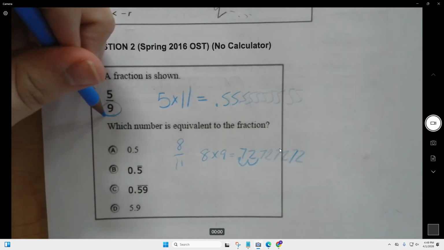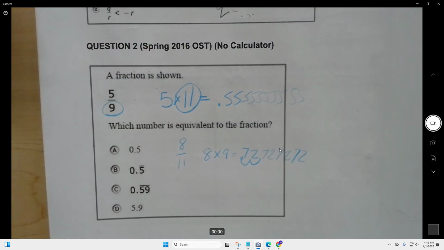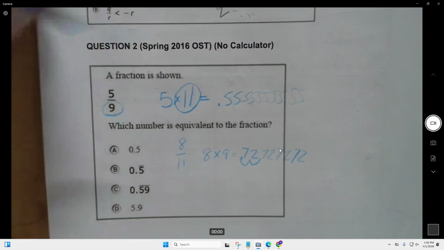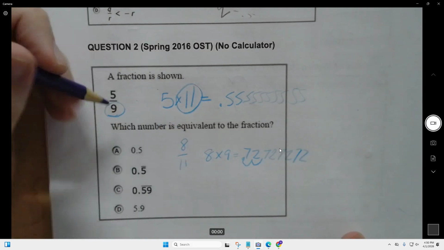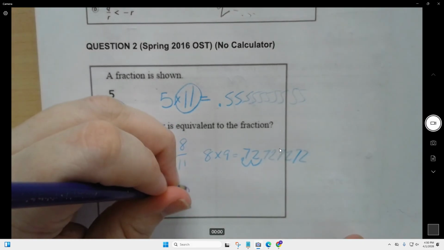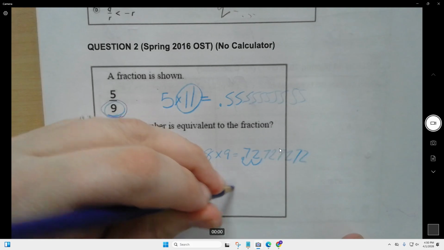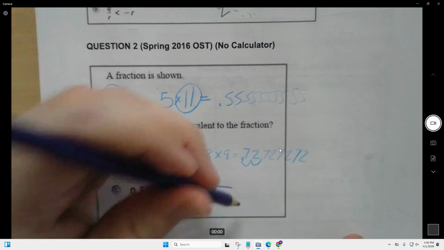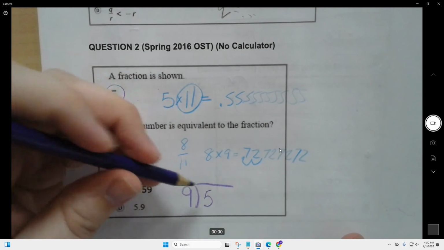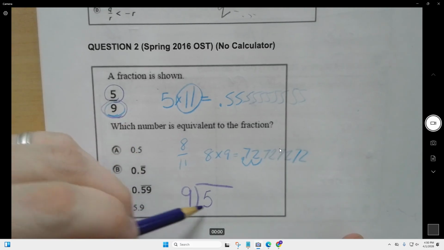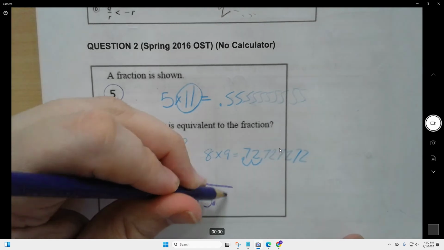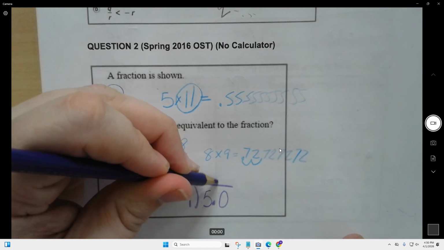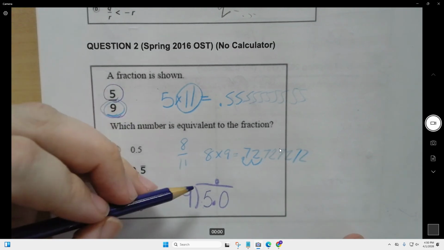Remember that 9s pair with 11s, just multiply by the other, and then put the decimal out in front of it. Or we could do it by long division. So remember when you do long division with these, your denominator is your divisor. Your numerator is your dividend. We don't see 9 going into 5 here, so we have to add a decimal point and put a 0. Make sure you add the decimal point up top as well.